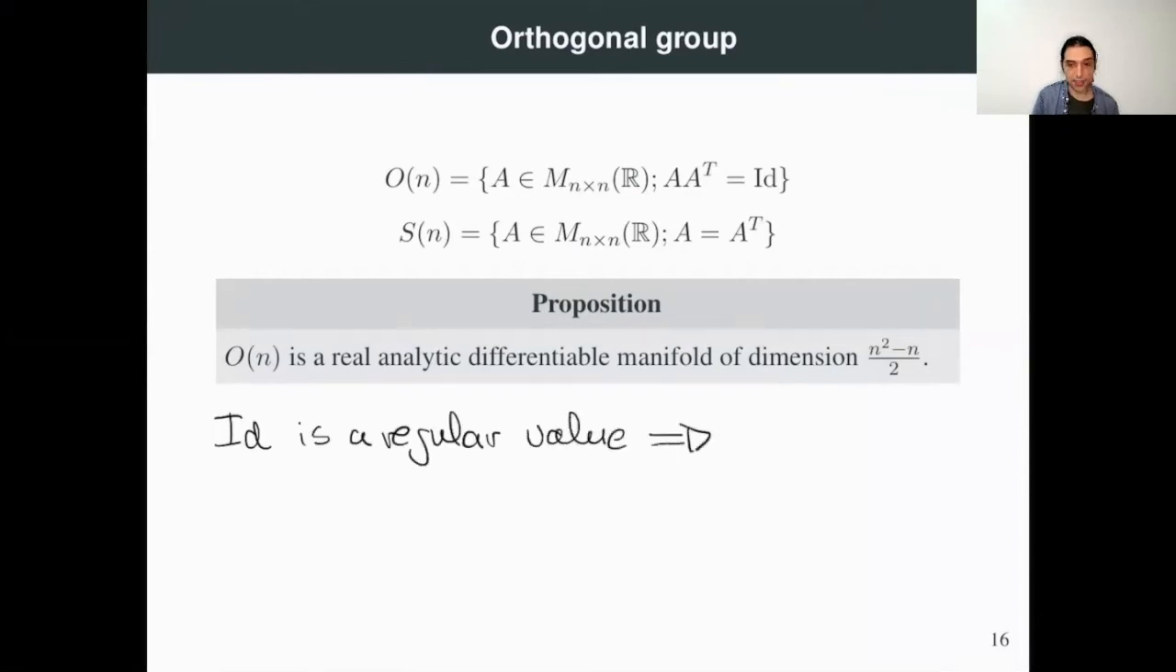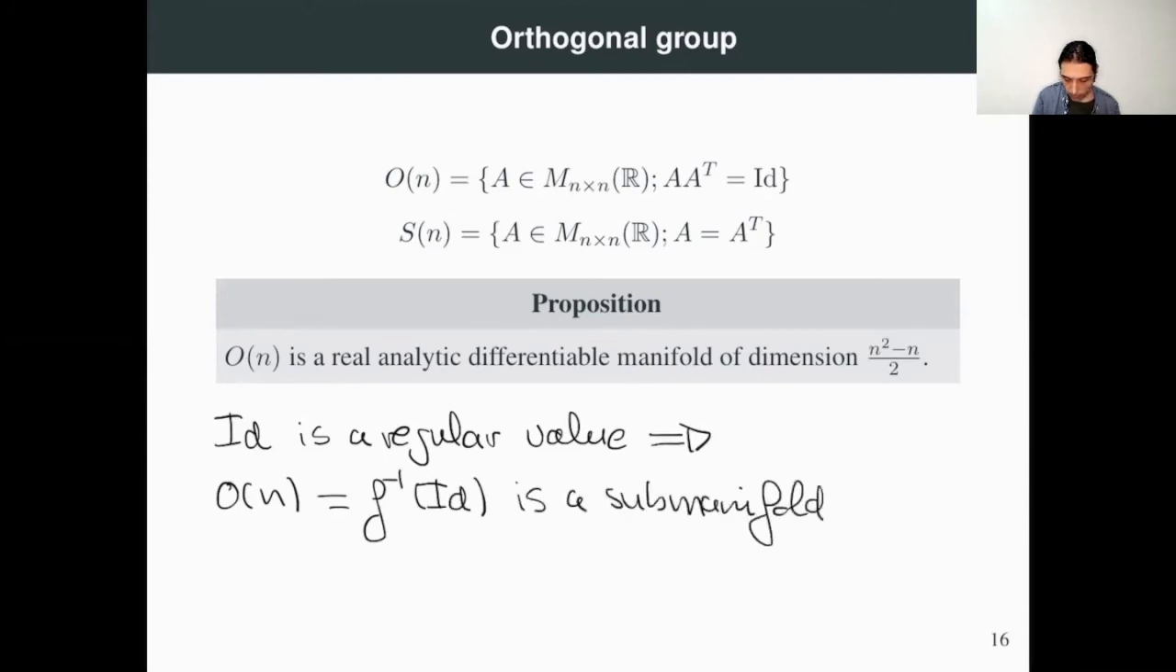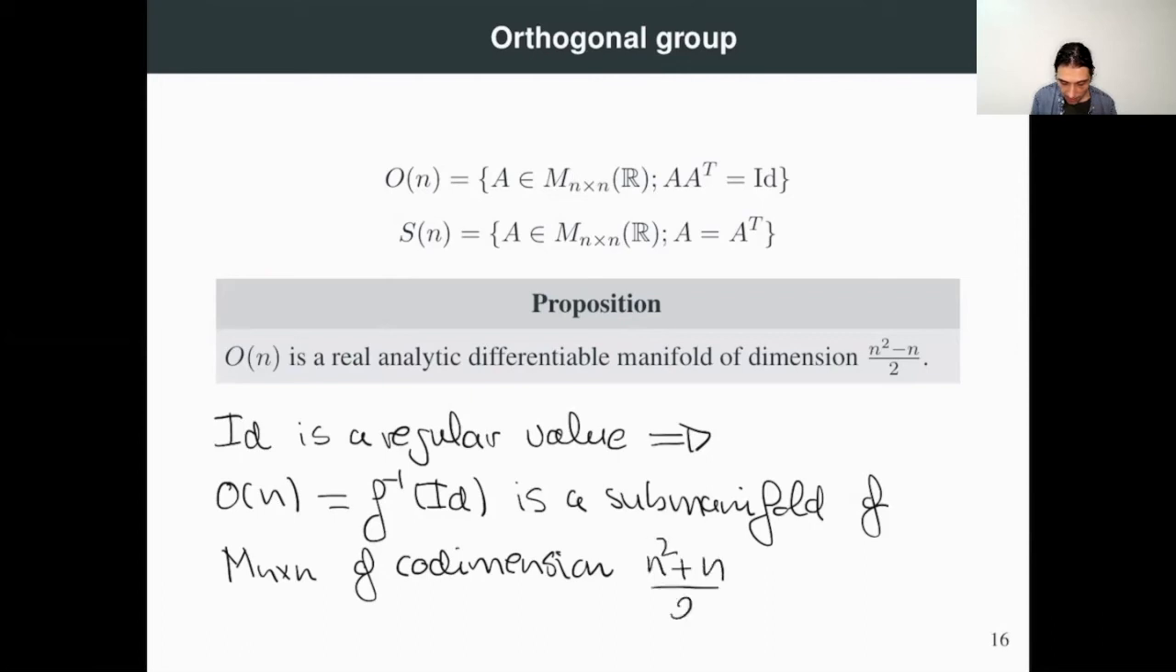If that's the case, then the orthogonal group, which is just the preimage of the identity, is a submanifold of the manifold of the square matrices of codimension, and the codimension is just the dimension of the target space. The target space is the manifold of symmetric matrices. And we saw that the dimension of Sn is indeed (n squared plus n) divided by 2.